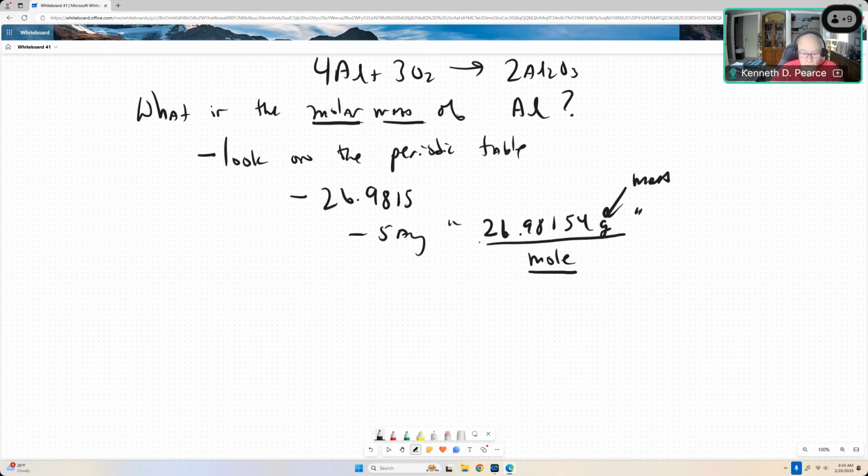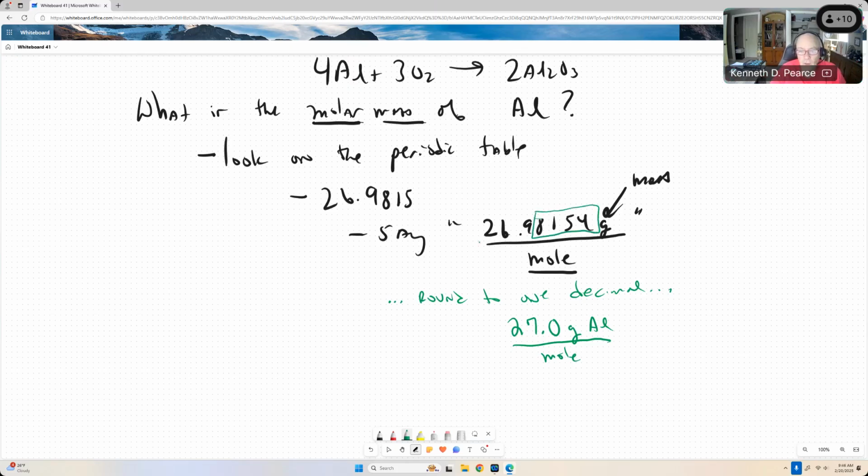Now, as an aside here, generally you're going to want to round to 1 decimal, just because that's an awful lot of decimals to carry around. So usually that rounds to 27.0. So we'll say 27.0 grams per mole. So from here on out, I'm going to use just 1 decimal.